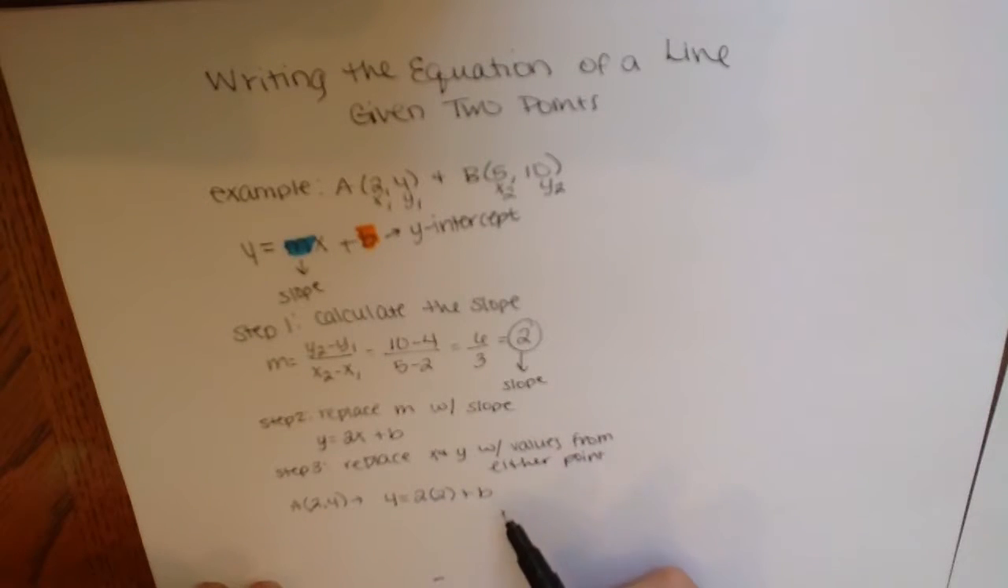Now we can solve for b. Simplify, 2 times 2 is 4, and use the inverse operation. So our y-intercept in this case equals 0.